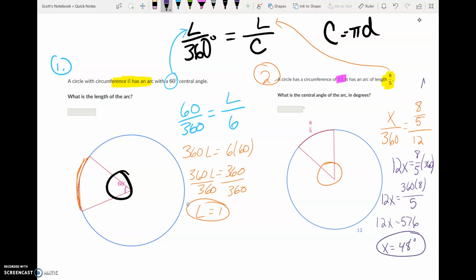So this is the only thing that's different. If it tells you what the circumference is, that's great. If it gives you the radius, make sure you multiply by 2. So it's just different versions of using this equation up here. All right, I hope that helps.